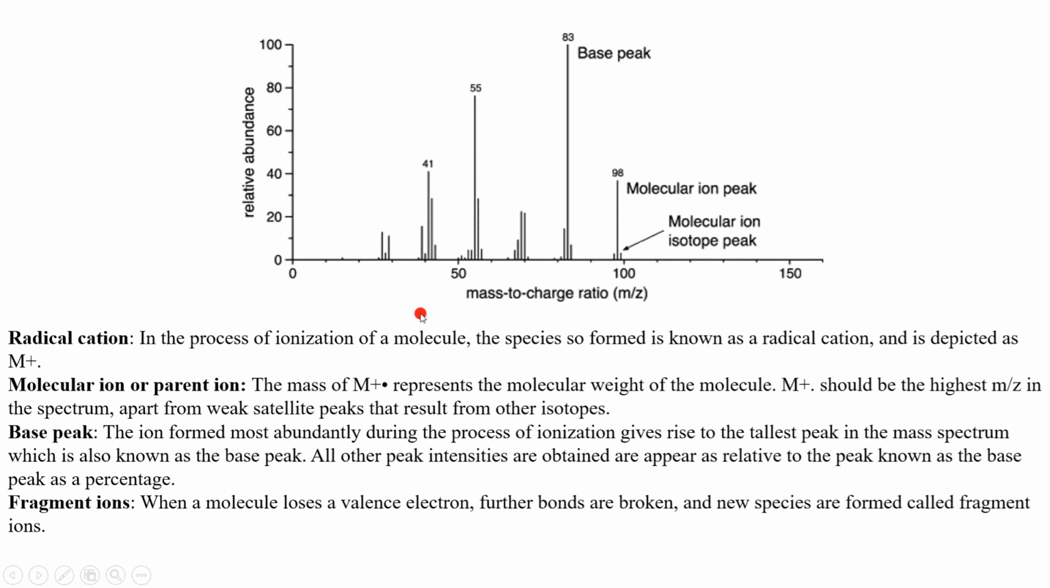Now let's see what exactly all these fragments mean. The highest value peak, the highest value, not the highest abundant peak. I'm not talking about the height, I'm talking about the value. So the highest value is called the molecular ion peak or the parent ion, which is called M plus radical cation. For example, in all these peaks, 98 is the maximum value. So this is called the molecular ion peak. This is nothing but the molecular weight of that particular molecule. Radical cation is formed.